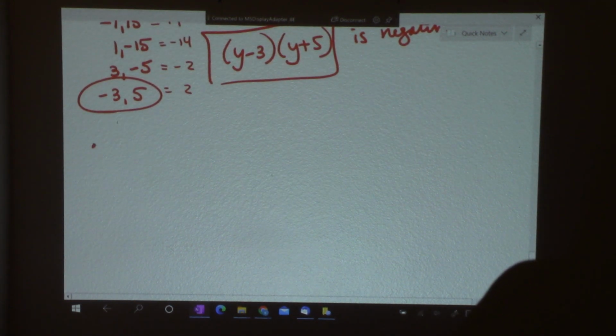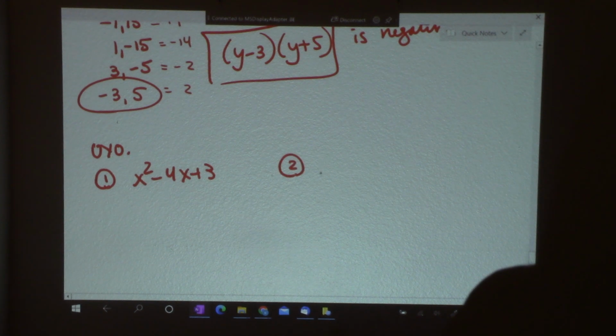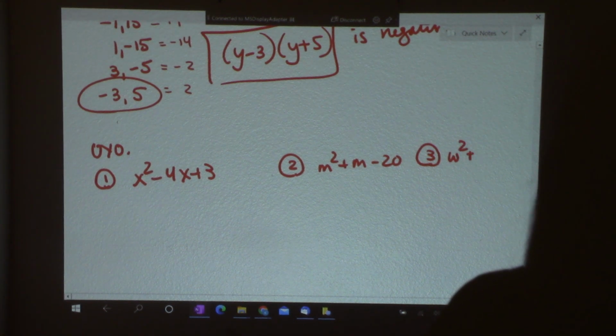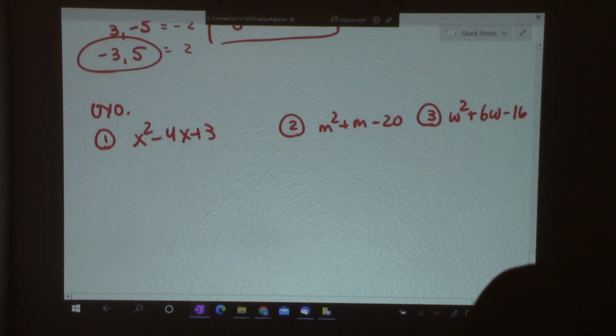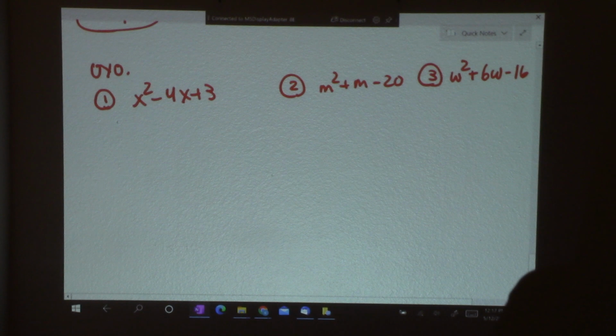All right, so I'm going to give you some practice problems. So we have number 1, x squared minus 4x plus 3. Number 2, m squared plus m minus 20. Oh my gosh, it's like lunchtime. Smells so good in here. Number 3, w squared plus 6w minus 16. So why don't you go ahead and do those three, pause the video, and we'll come back.